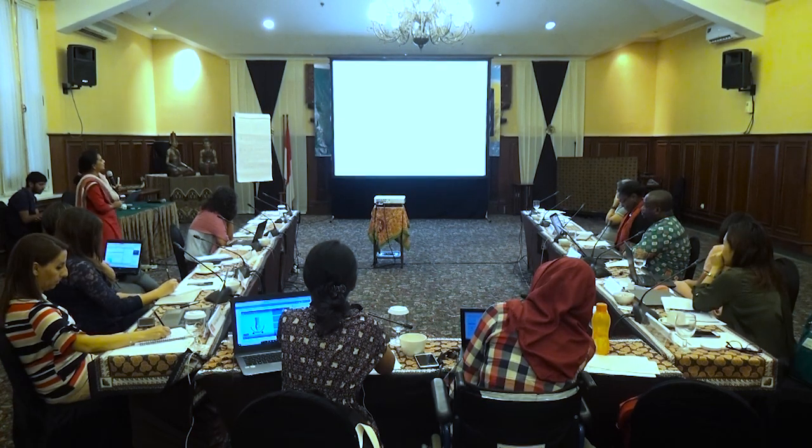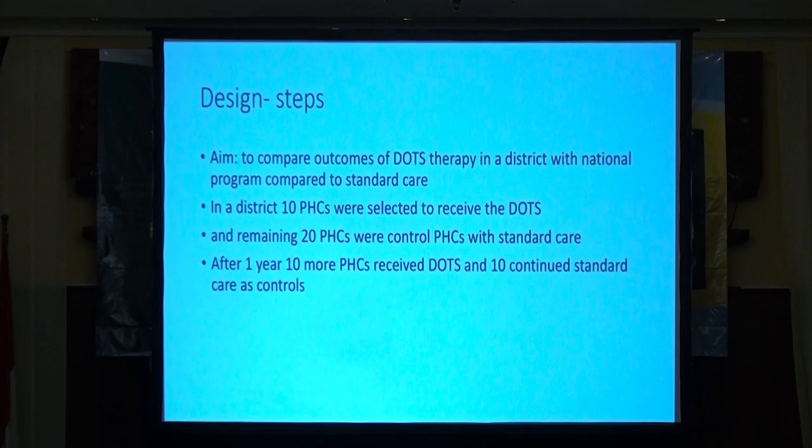All right. One more. Now I want to compare the outcomes of DOTS therapy in a district with the national program compared to standard care, similar to what we already did. But I take 10 PHCs, primary health centers, in a district. I give them DOTS, and there are 20 others which don't receive DOTS. After 1 year, I include another 10 into the experiment group and only 10 in the control group. So what am I doing? This is a clear step wedge design, right?